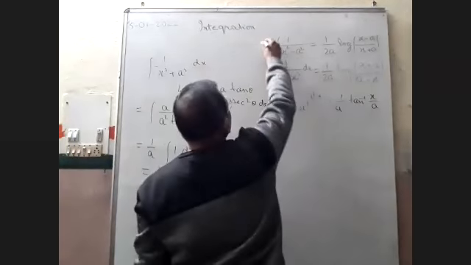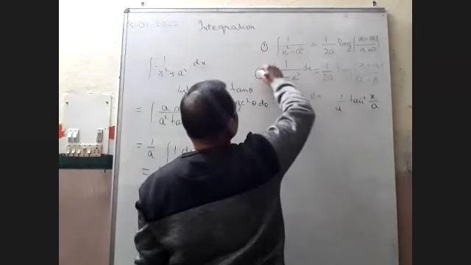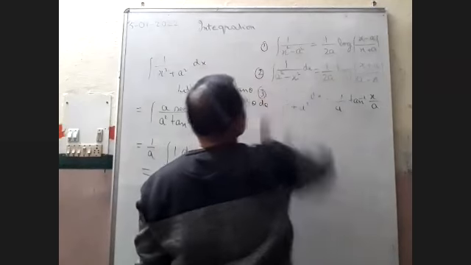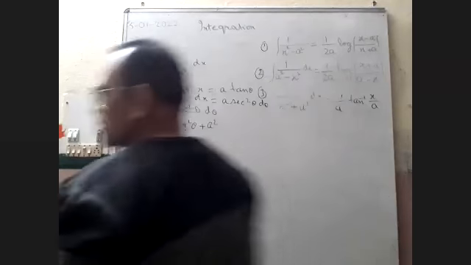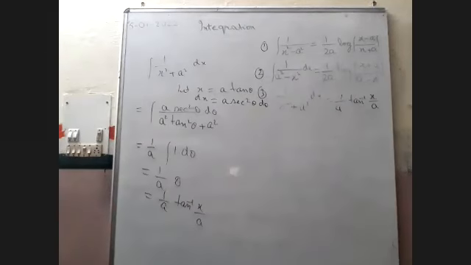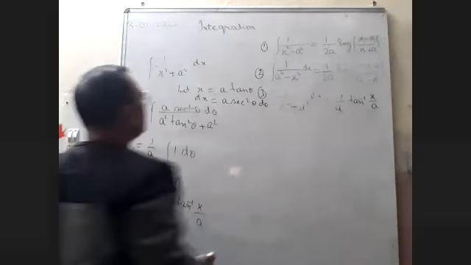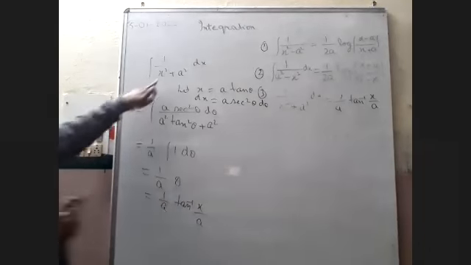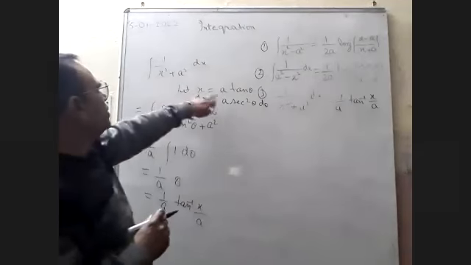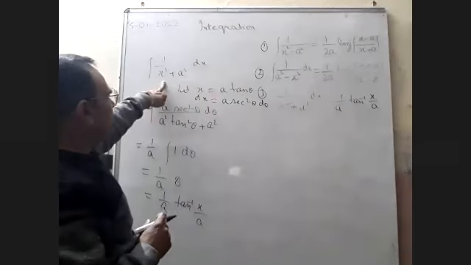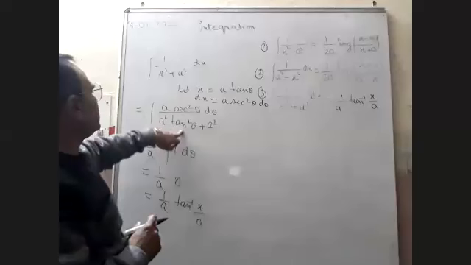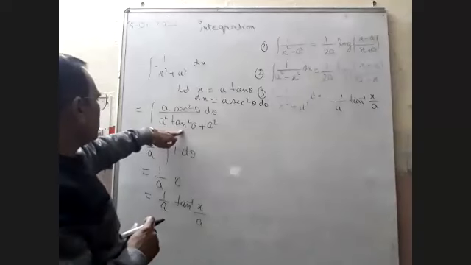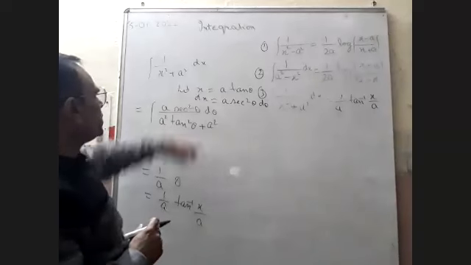So 1, 2, and 3. There are 3 formulas which I told you just now. 3 are still remaining. How have we solved it? We just put x is equal to a tan theta. Why are we putting x equal to a tan theta? Because it is becoming an integrable form after putting it, you know.